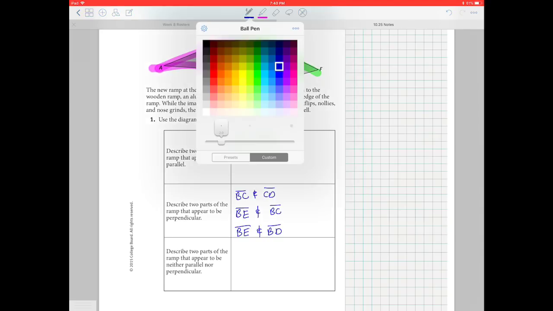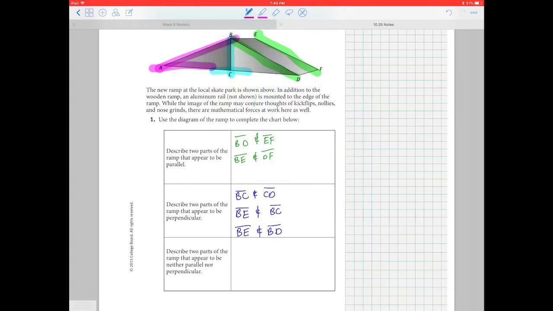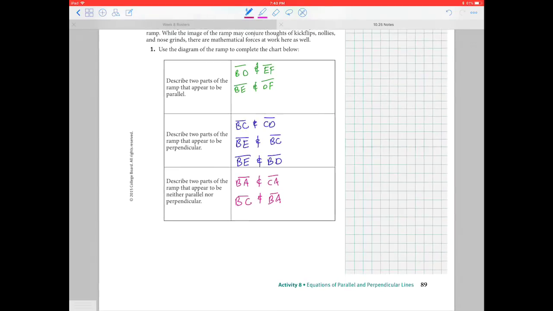So lastly, we have to find angles that are not parallel, but also not perpendicular. So that's just any angle that exists that's not perpendicular. So that would be like the ones I just highlighted, BA and CA, or BC and BA, and etc. So we can keep going on through the list.